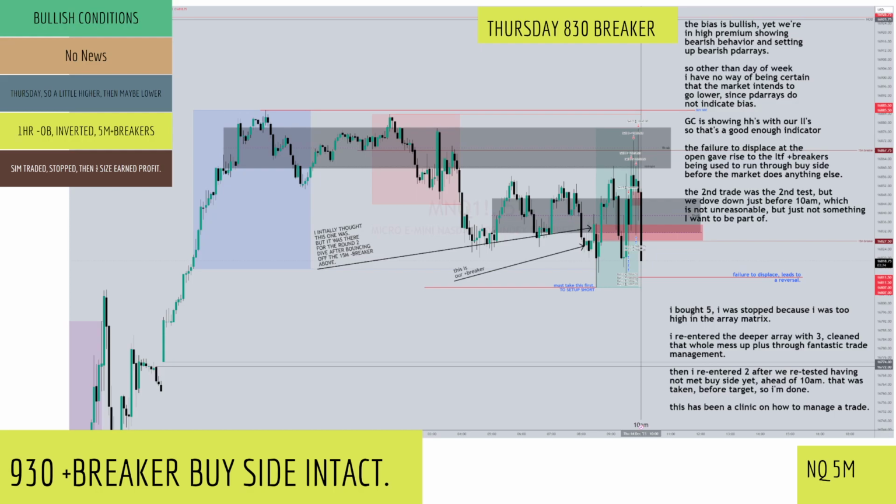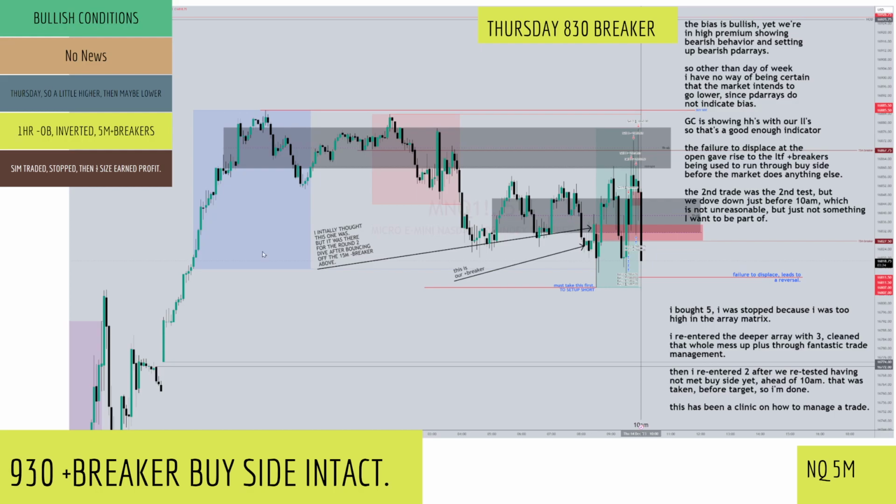Gold is showing higher highs with our lower lows, so that shows a good enough indicator that we're probably going down. The failure to displace at the open gives rise to the low time frame bullish breakers being used to run through the buy side, which I thought may happen. I thought it may take out the buy side first before the market does anything else. The second trade was the second test, but we dove down just before 10 a.m., which is not unreasonable, but it's not something I want to be part of, so I didn't take it a third time.